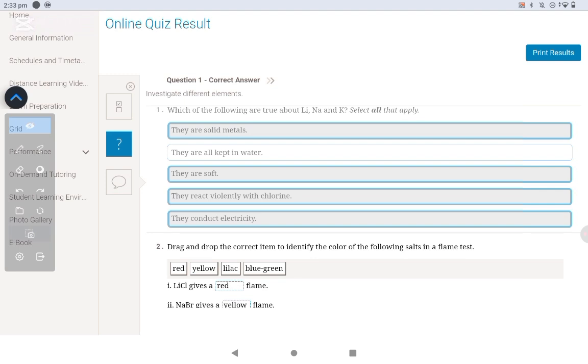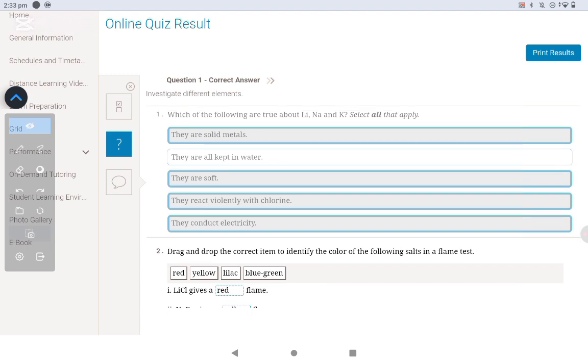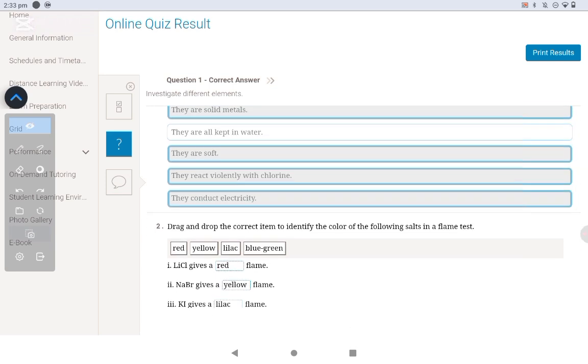Which of the following are true about lithium, sodium, and potassium? Basically, lithium, sodium, and potassium are alkali metals. So they want properties. You need to memorize the properties of alkali metals and noble gases, like I said before. They are solid metals. They are not all kept in water. They are soft. They react violently with chlorine, and they conduct electricity.